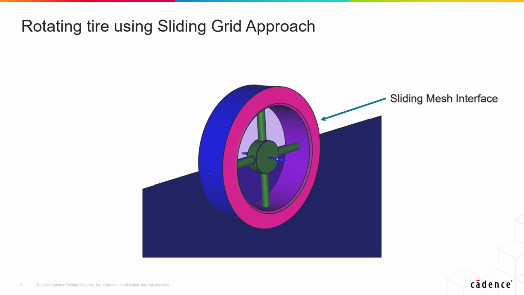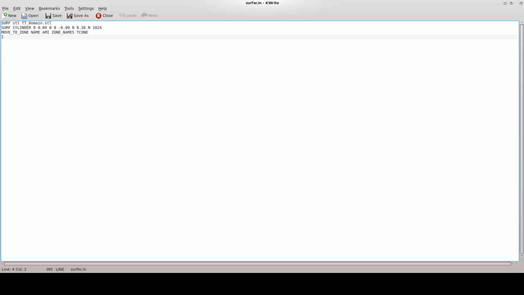To use the sliding grid method, you need a rotor-stator interface penetrating through the tire wall. This complexity imposes need for a special treatment in the domain split. Here, we have our surfer file open. In this, we are going to use a common surfer file to generate both the static and rotor domains.